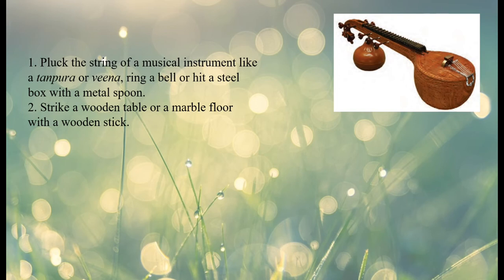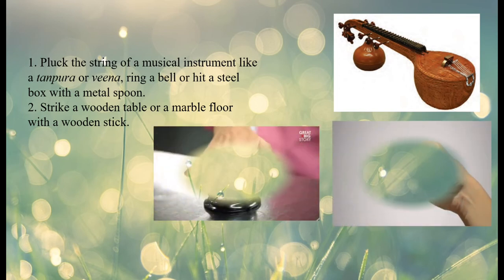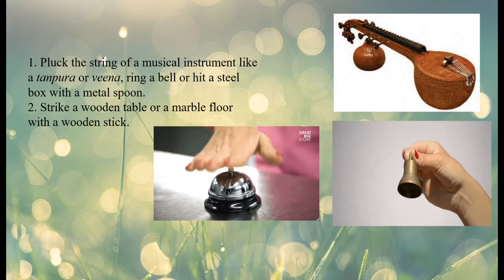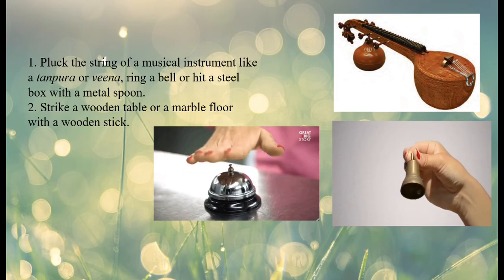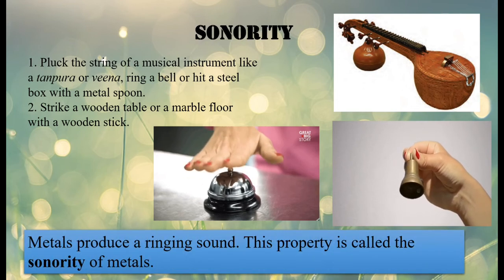If you pluck the string of a musical instrument like a veena or a tanpura, or just ring a bell or hit a steel box with a metal spoon, you will notice that there is a loud sound. Whereas if you do the same with a wooden table, it would not be the same case, right? So there are certain substances like metals which produce a ringing sound. This property is called the sonority of metals.